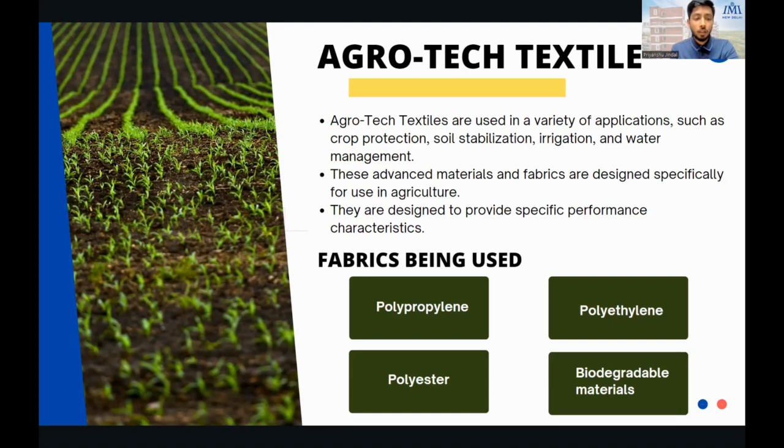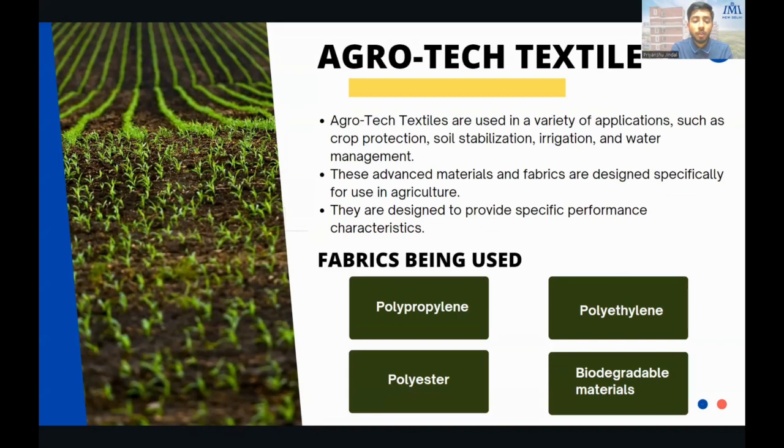Agrotech textiles are used in a variety of applications, such as crop protection, soil stabilization, irrigation, and water management. They are designed to provide specific performance characteristics, such as strength, durability, chemical resistance, and UV resistance, to meet the specific needs of different agriculture applications. The use of agrotech textiles is growing rapidly in the agriculture industry and is set to disrupt the market in many ways.